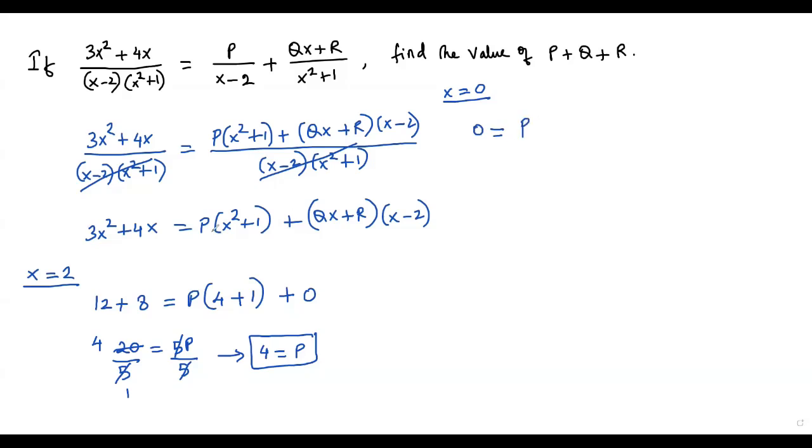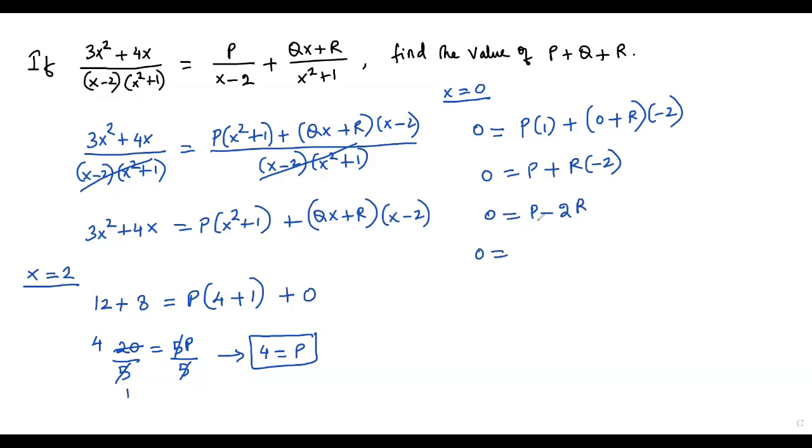On the right side, when I plug in x equals 0 here, 0 squared is 0, 0 + 1 becomes 1, so p times 1. Here, when I plug in x equals 0, 0 times q becomes 0, + r. And here, 0 - 2 is just negative 2. So 0 is equal to p times 1, which is p, + r times negative 2. So in my next step, 0 is equal to p, sorry, not p +. When I multiply positive and negative, it becomes a negative. r times 2 is 2r.